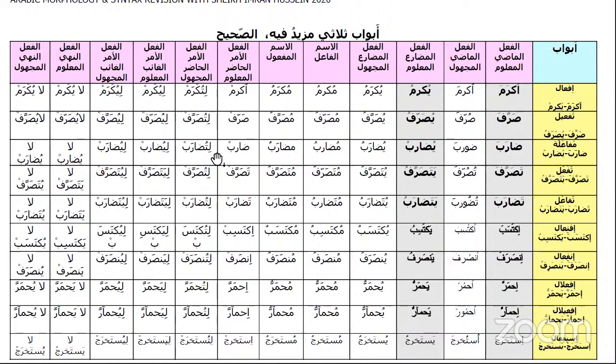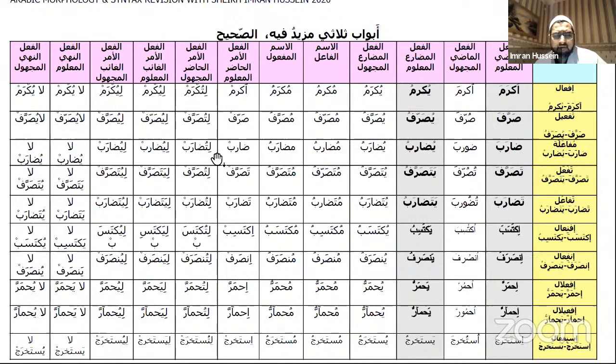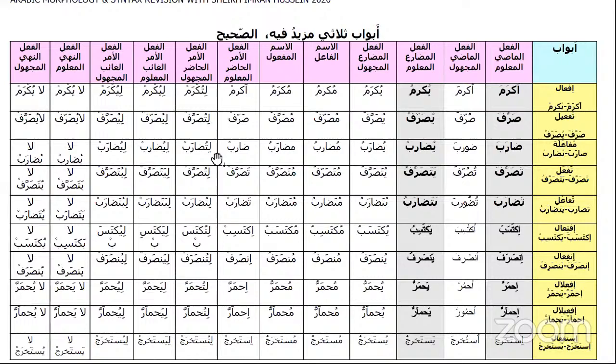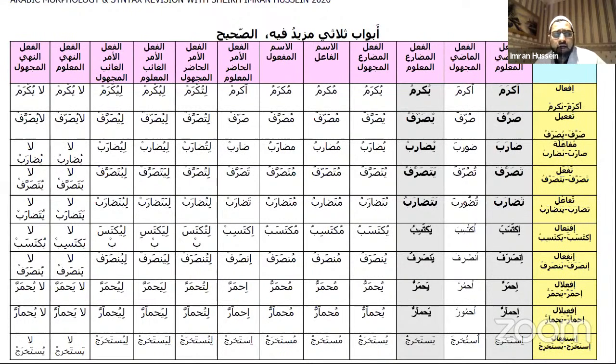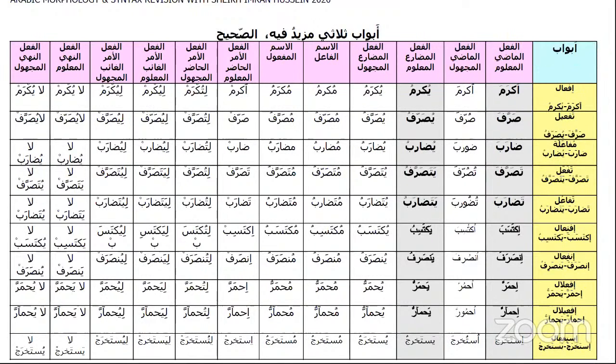Which form? The third one, the one in which your mouse is right now. In the imperative, the female plural would be dharibna. Dharib, dhariba, dharibu, dharibi, dhariba, dharibna. Okay, jazakallah. No problem.